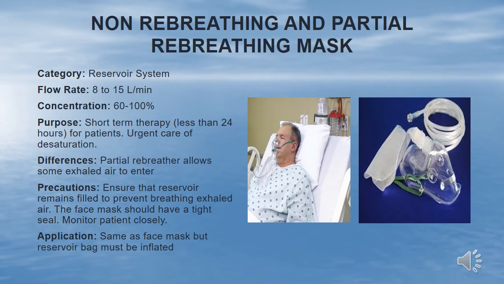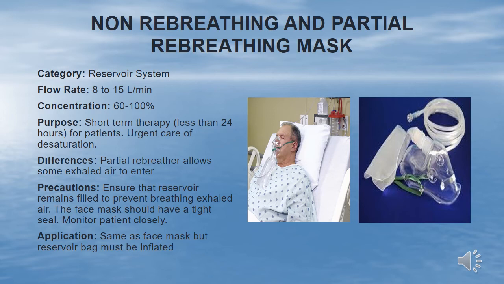Non- and partial rebreathing masks are reservoir systems. The flow rate should be set from 8 to 15 liters per minute and adjusted to keep the reservoir inflated. These systems deliver higher concentrations of oxygen from 60 to 100%. Non- and partial rebreathing masks are a short-term solution for patients who need higher inspired oxygen, FiO2, or who have an urgent need due to desaturation. This therapy is intended for the short term, less than 24 hours.